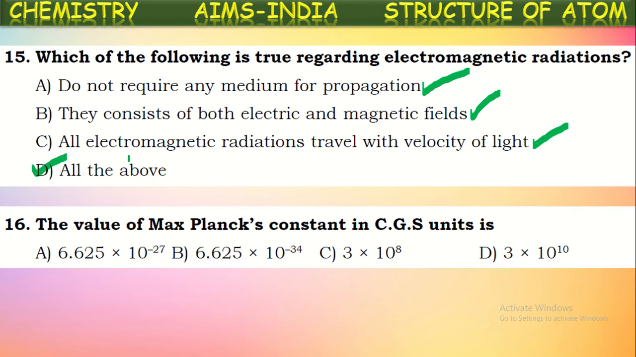The value of Max Planck's constant in CGS units. We know Planck's constant is equal to 6.625 into 10 to the power of minus 27 erg second, or 6.625 into 10 to the power of minus 34 joule second. Here it is asked to mention its value in CGS units. So it will be equal to 6.625 into 10 to the power of minus 27, and its units will be erg second in CGS units. Okay.